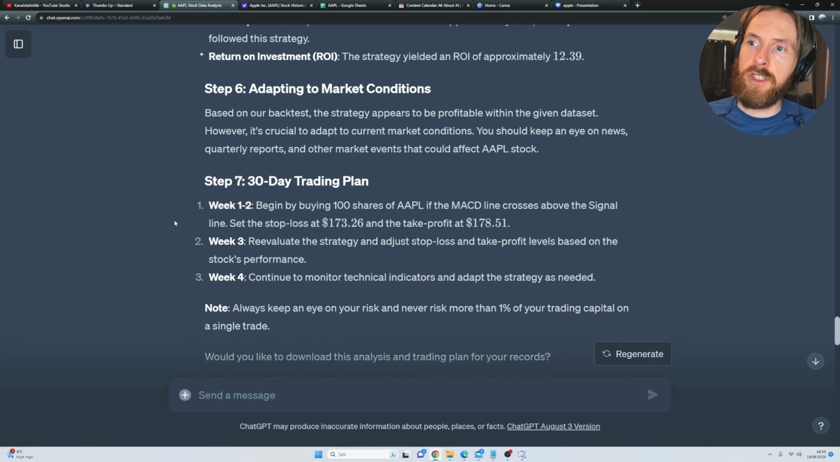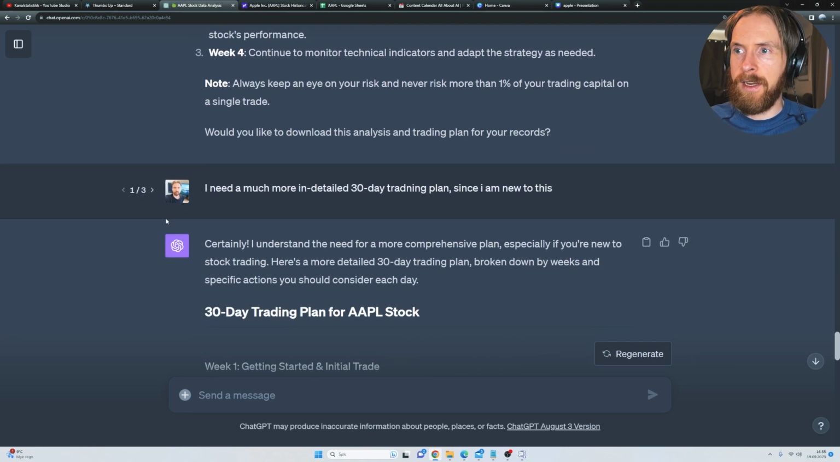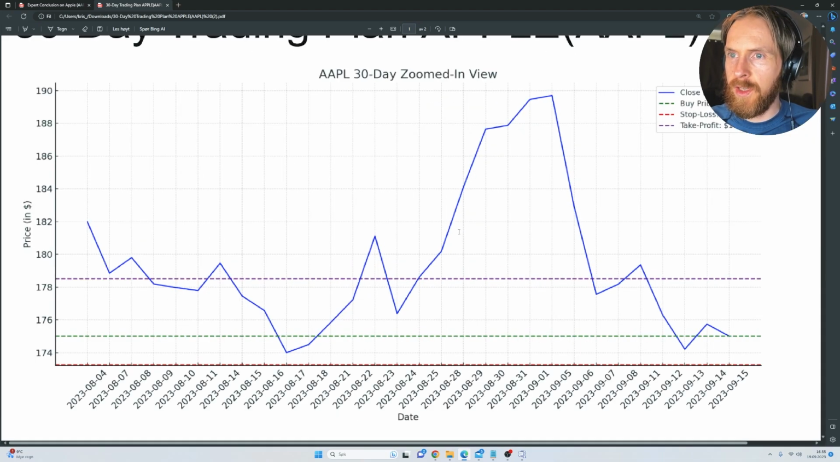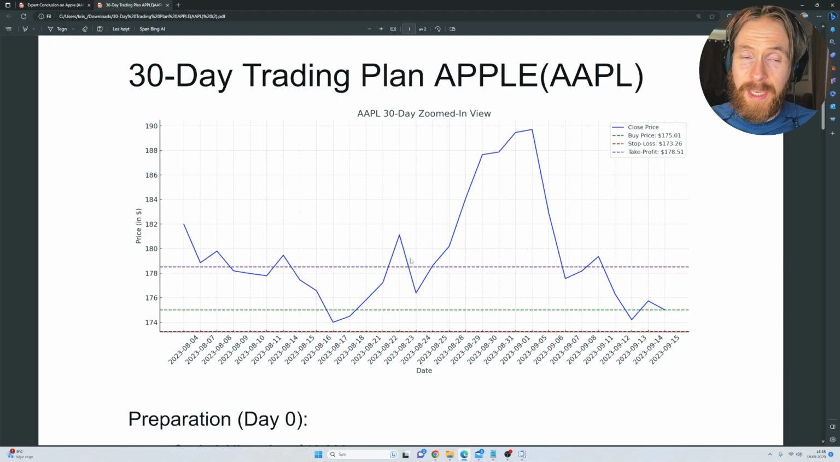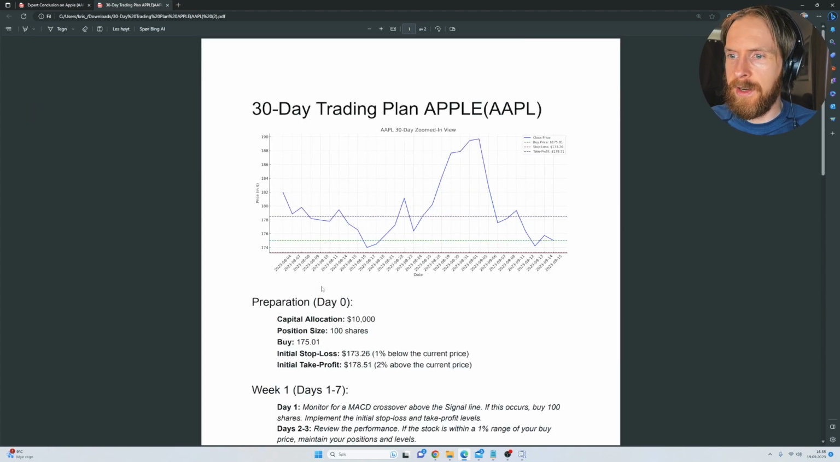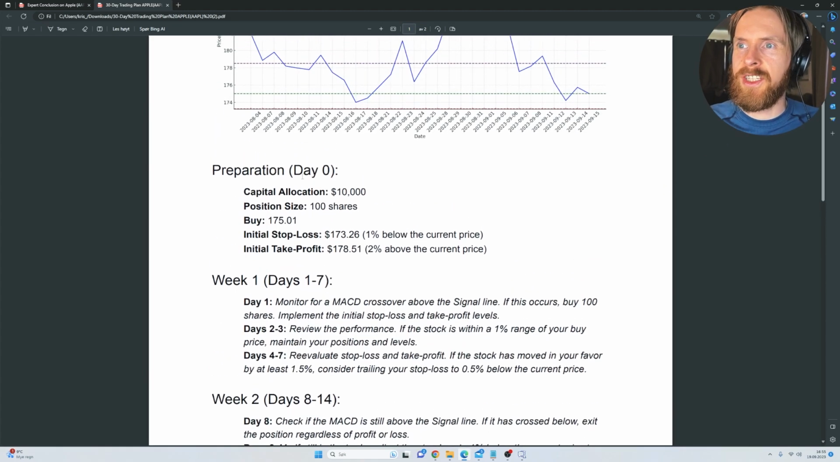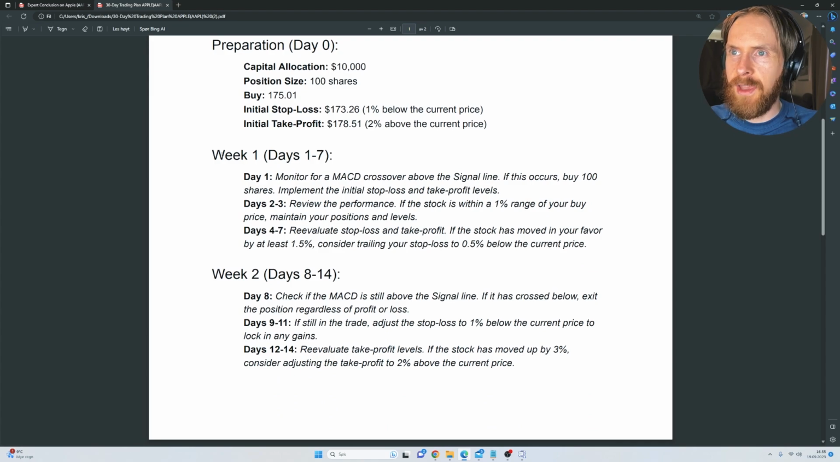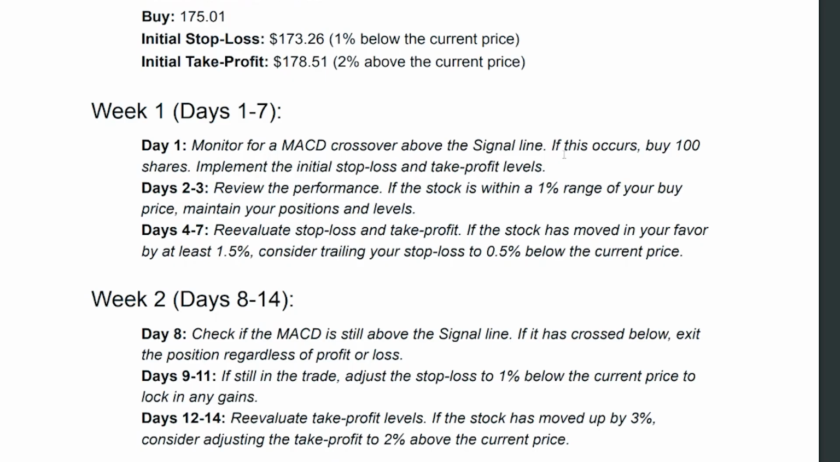And then we could actually just move on to our trading plan. So I think we're just going to go through it. You can see we can start by looking at, so this is basically the same from before. We have our buying price here in green, take profit price in, is it pink? And we have the stop loss price down here. So you can see preparation, we have a buying price, a stop loss, a take profit. And we have week 1, days 1 to 7. We're just going to monitor and buy 100 shares if this occurs.